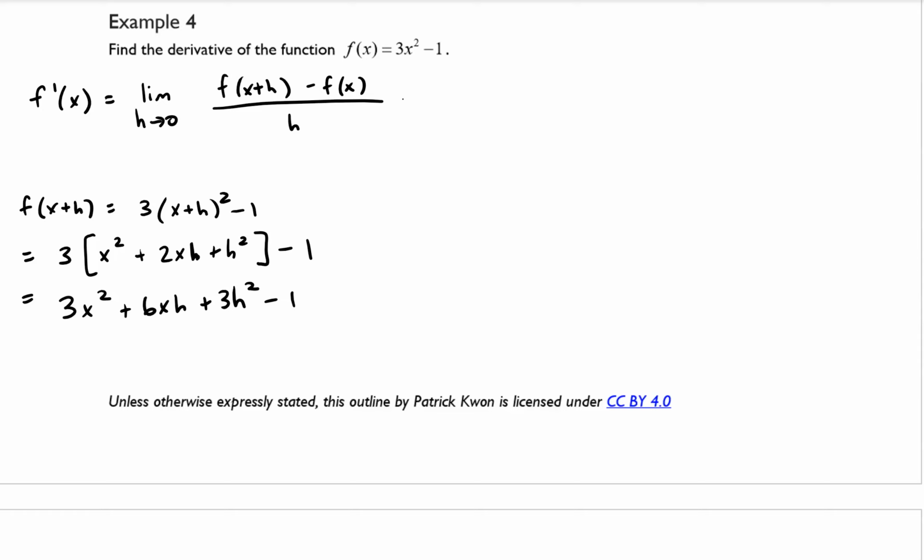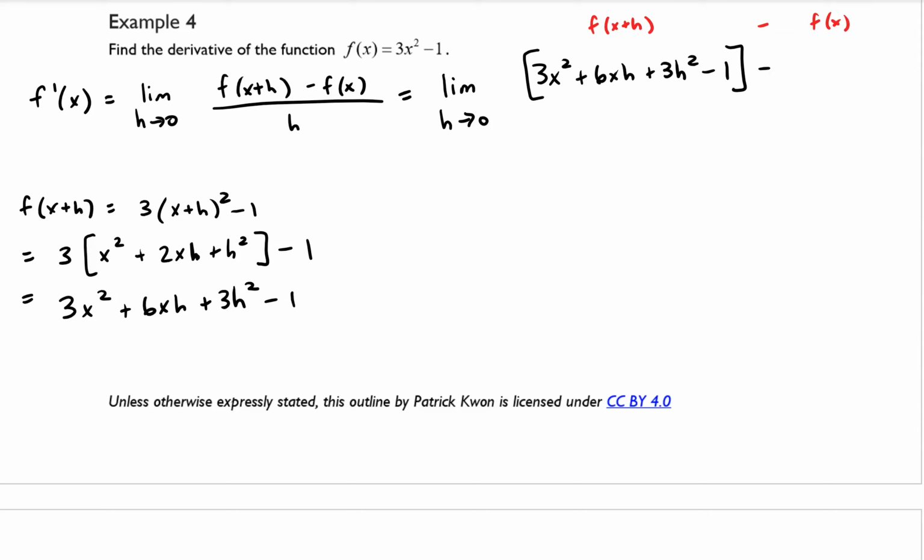Okay, so now we come back over here and we say that this is equal to the limit as h approaches 0 of 3x squared plus 6xh plus 3h squared minus 1. Now be very careful. This represents f of x plus h, and we want to subtract off f of x. And students will often mess this up algebraically because you're subtracting off the whole quantity f of x, and you have to end up distributing that negative sign. So be very careful at this stage.